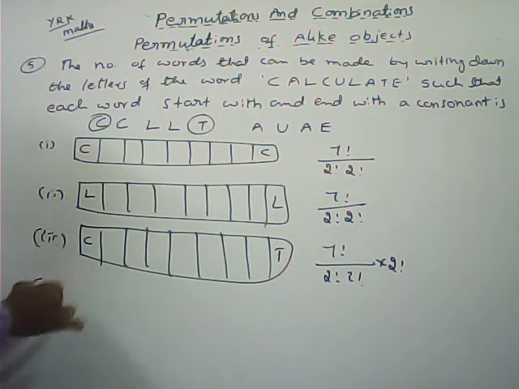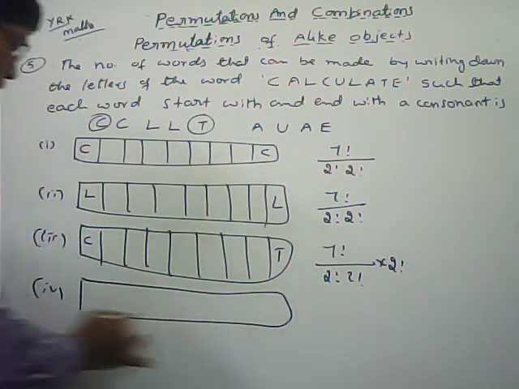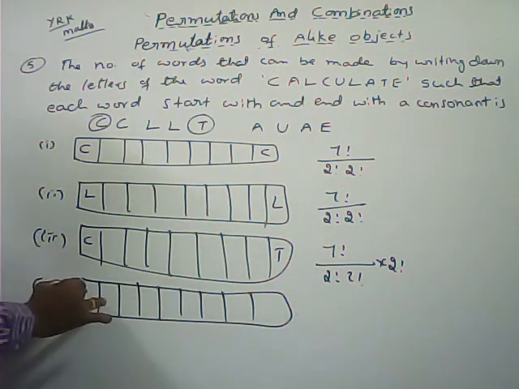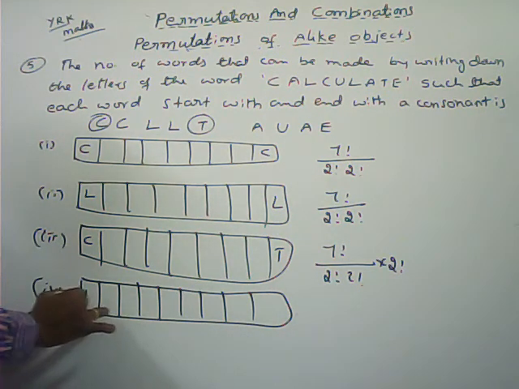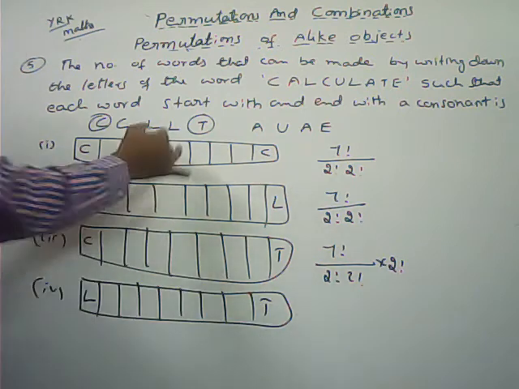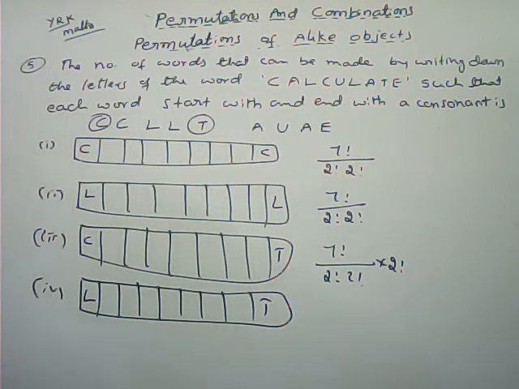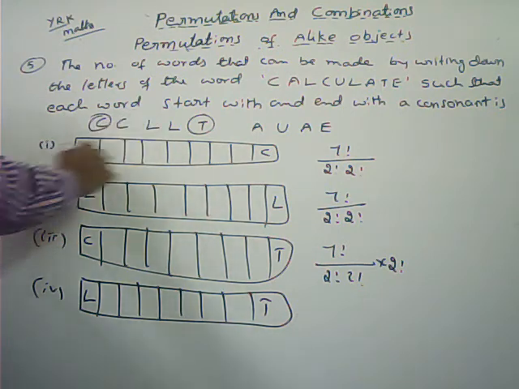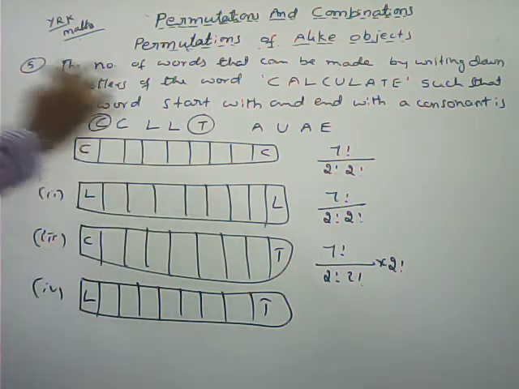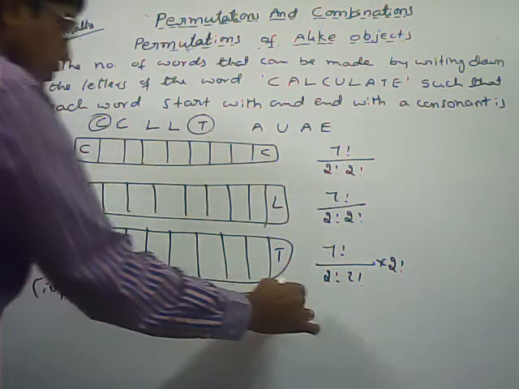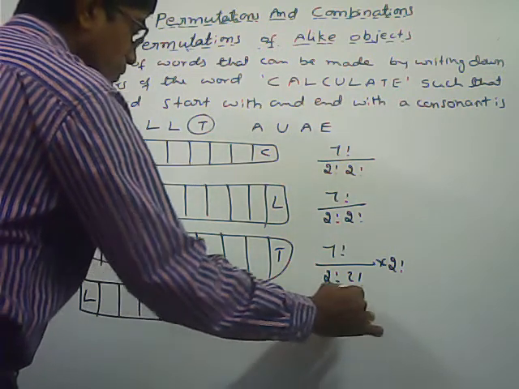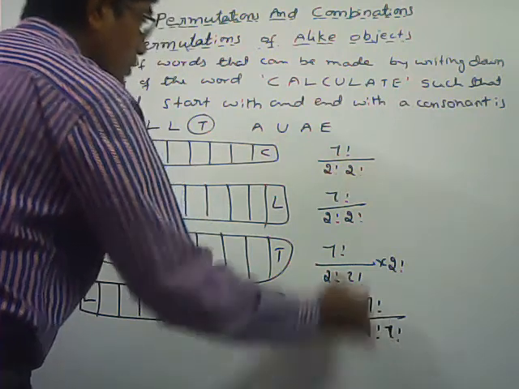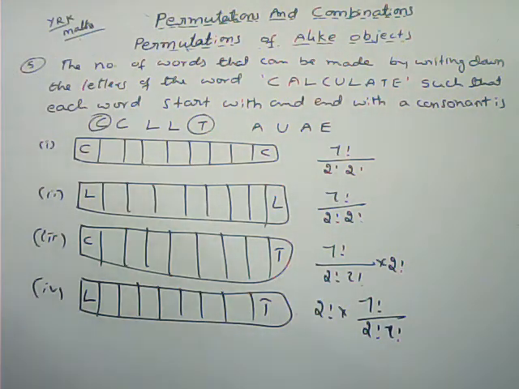Next, fourth one. 1, 2, 3, 4, 5, 6, 7, 8, 9. I am keeping here L and T. So here we got all the possibilities only. Here what are the consonants there? C, L, T only. CC, LL, CT, LT only. These two can be interchanged among themselves in 2 factorial into 7 factorial by 2 factorial into 2 factorial. By adding all these, we can get the answer.